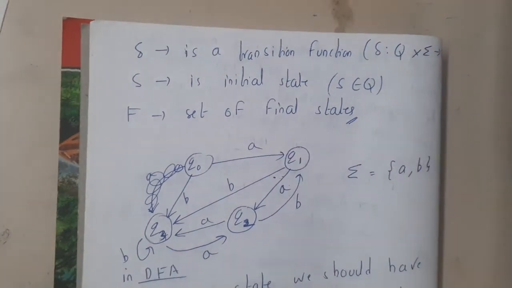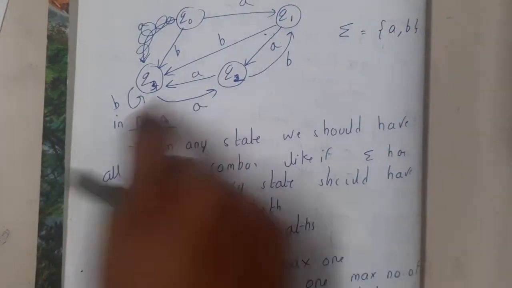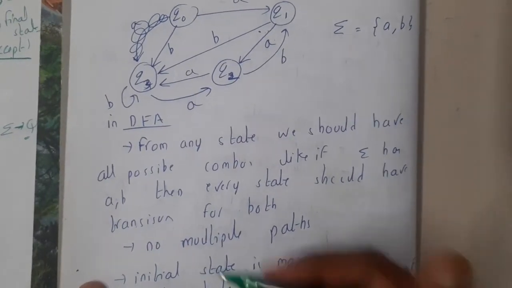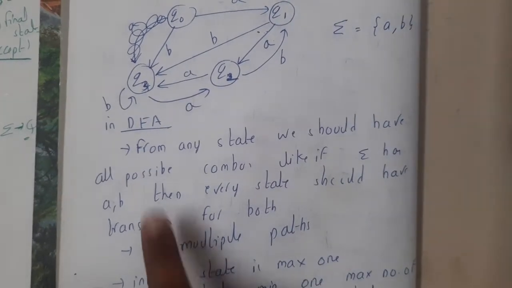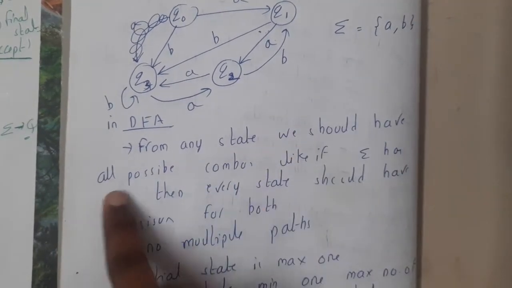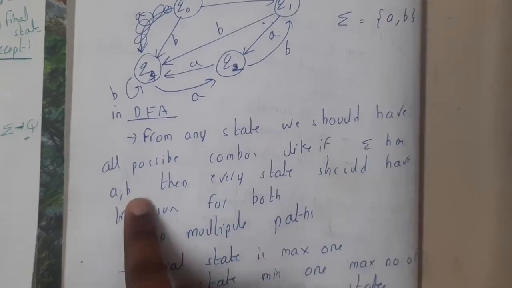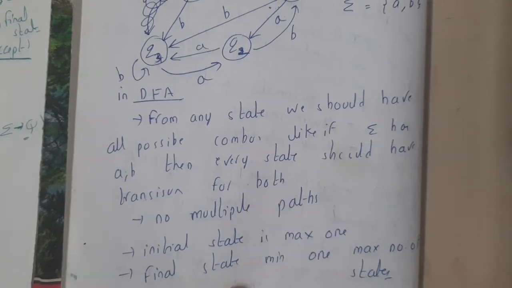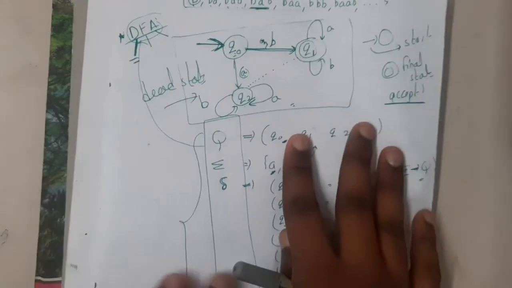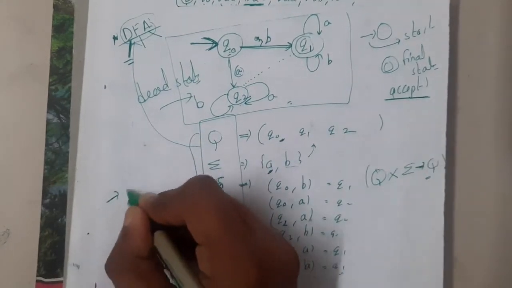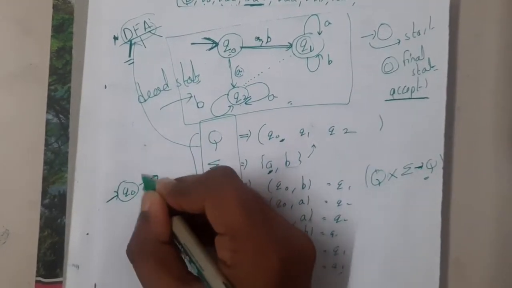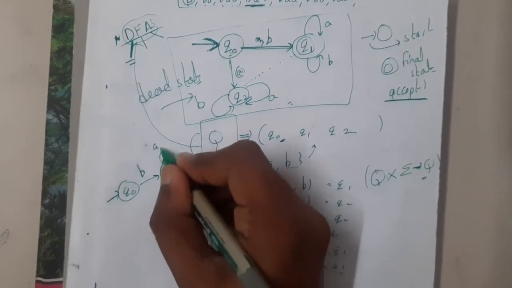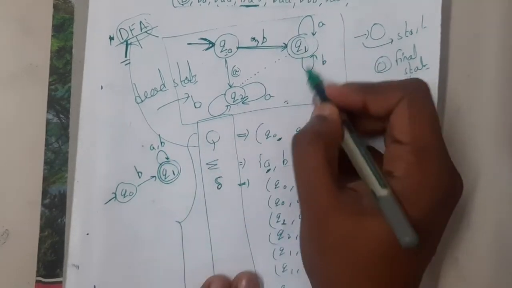So here I took a small example. Now a few important points that you should remember with respect to deterministic finite automata. For any state we should have all possible combinations. If sigma has a comma b, then every state should have transitions for both. If you recall, when I was discussing finite automata initially, I told that if we want the transition from Q0 and I am checking only the value of b, then this is the final state. A and B will be coming in the loop, and I can represent it in a single loop also.